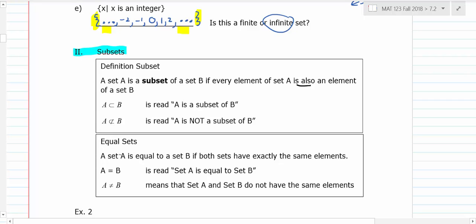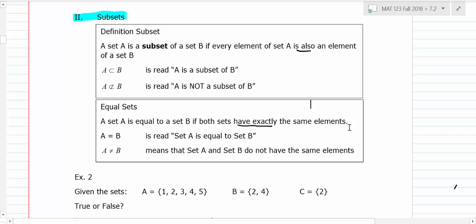Equal sets: we say a set A is equal to set B if they have exactly the same elements. We would read this, set A is equal to set B. We would read this, set A is not equal to set B. Okay, and we'll do some examples on that and think about subsets and so forth.